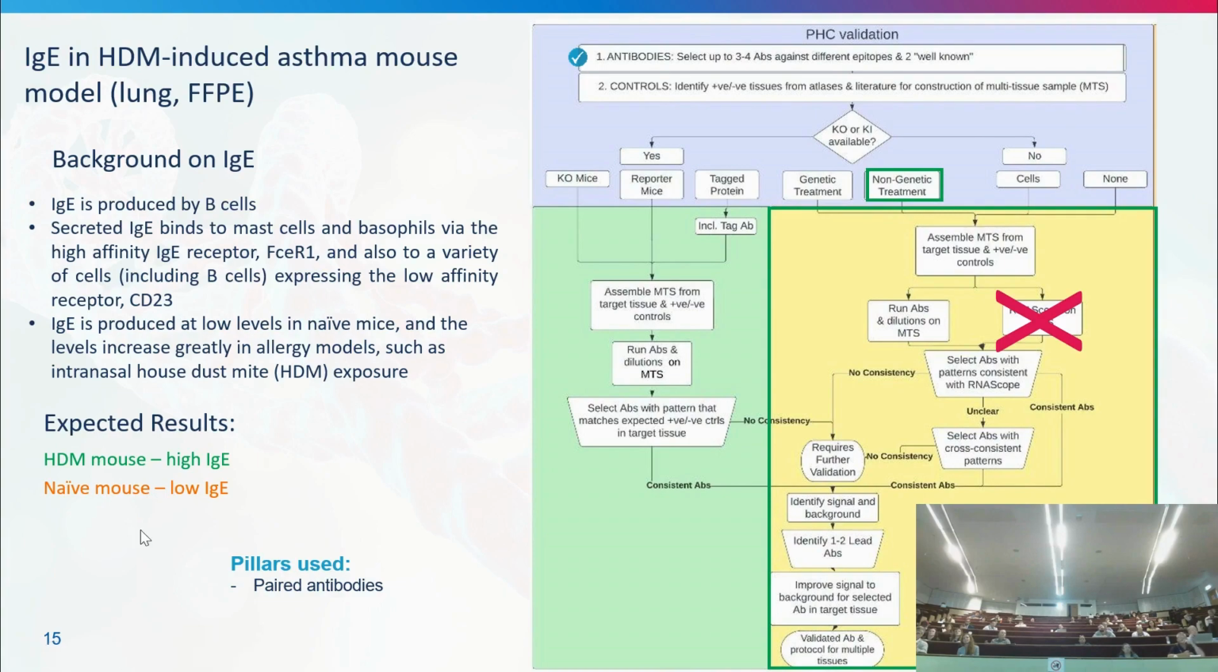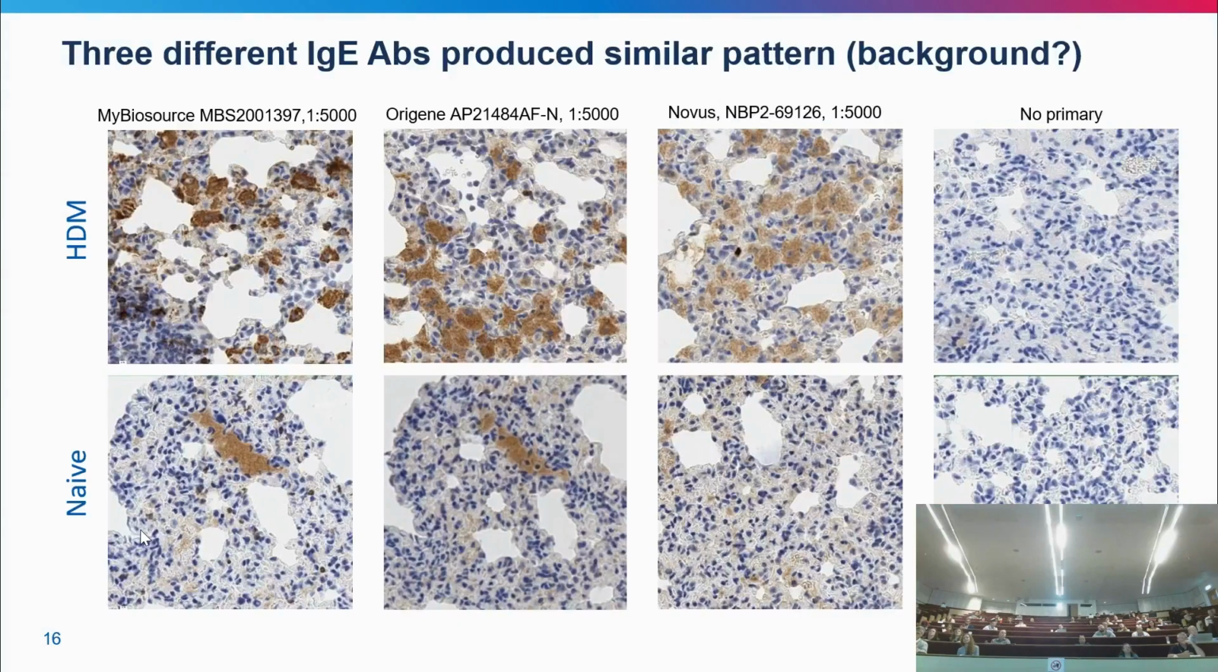So we decided to go with the paired antibodies. Great. We have good antibodies and they produce the same pattern. And this is 3 different. And you see that this is typically much higher in the house dust mite treated, the positive control, and lower in the naive. But what is actually the background here? So where do I cut the line?